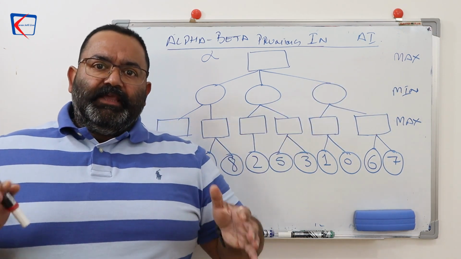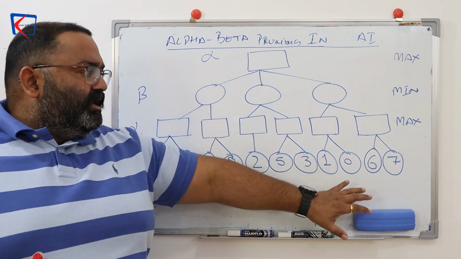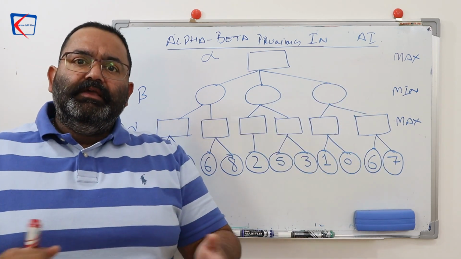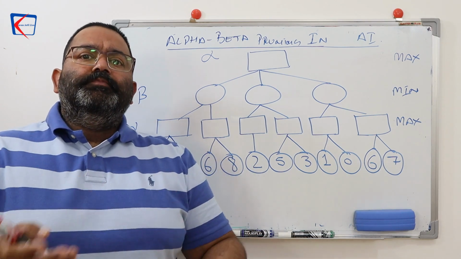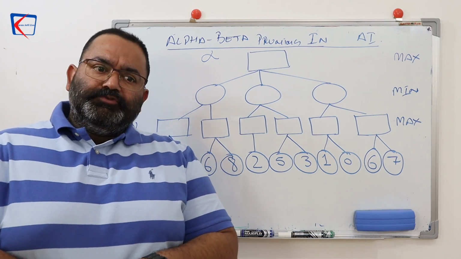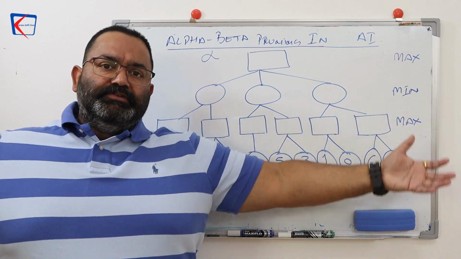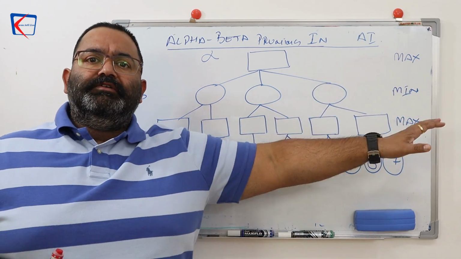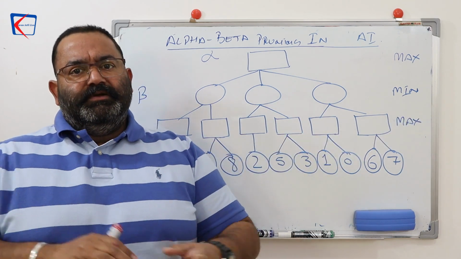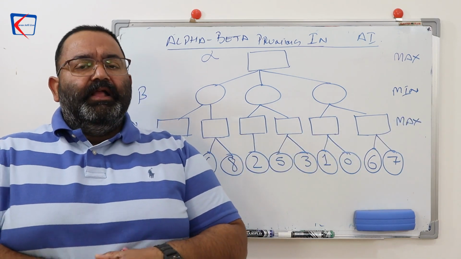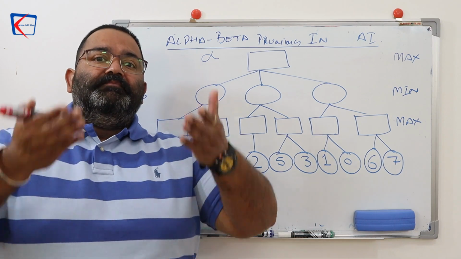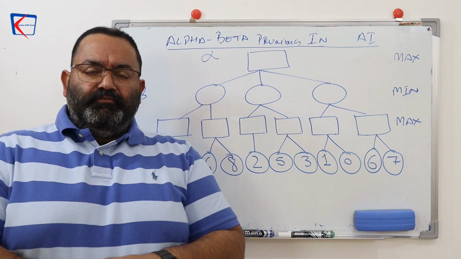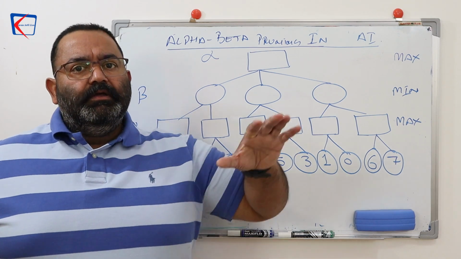It says, if any node does not change my result, then there is no need to explore it. If my tree is very big and there are many nodes which will not change my overall result, I should not visit them. It increases the performance of your min-max algorithm. So we call it alpha beta pruning.